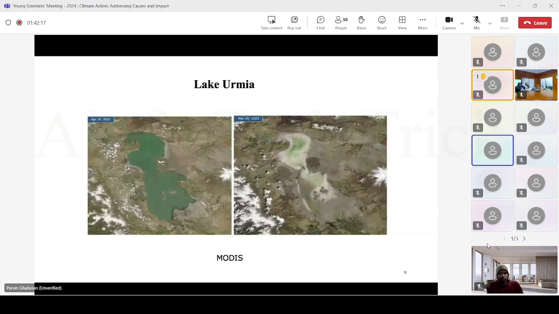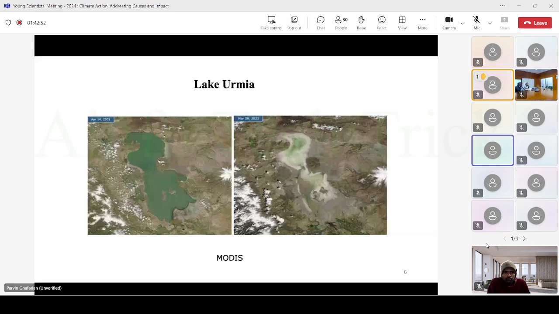Iran is experiencing unprecedented climate-related problems such as drying of lakes and rivers, dust storms, record-breaking temperatures, drought, and floods. This image of Lake Urmia was created using MODIS products. Due to excessive use of groundwater and construction of 50 dams on the rivers, this lake dried up within a few years, unfortunately.